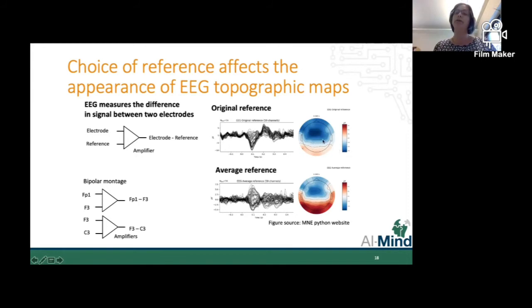Just look at topographic maps. We can re-reference our data, use the reference that was used during the recording, or calculate what the data would look like if the reference were somewhere else. And this affects how our data looks. A typical way to re-reference the data would be to use the average signal as a reference.